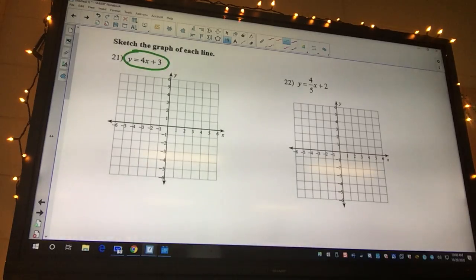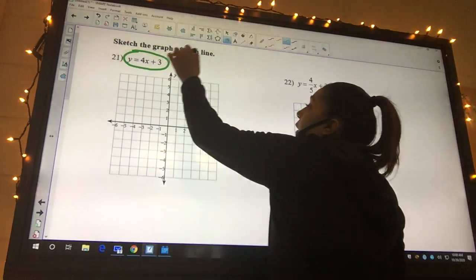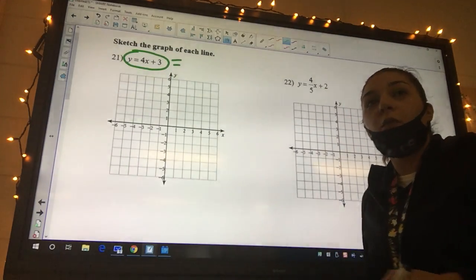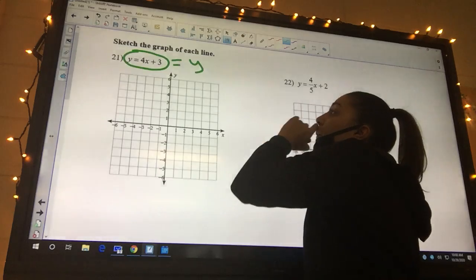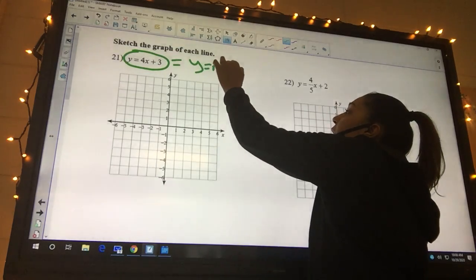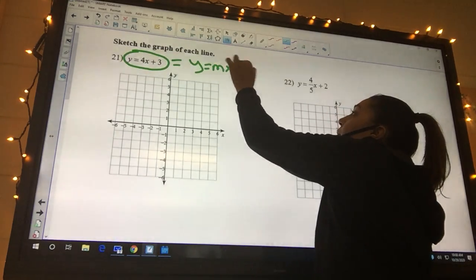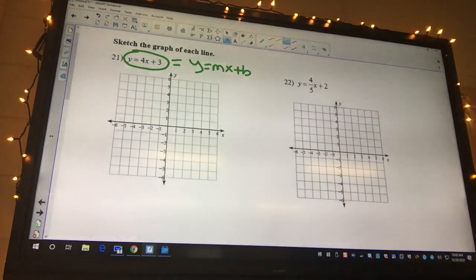Intercept form. Okay, it's in the title, it's on the front, that's what we're doing. If I were to write the general formula, I write y equals what? mx plus b. What does our m mean? Slope. What's our b? Y-intercept.